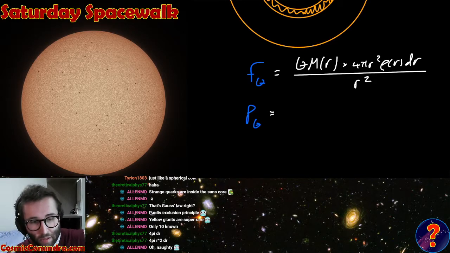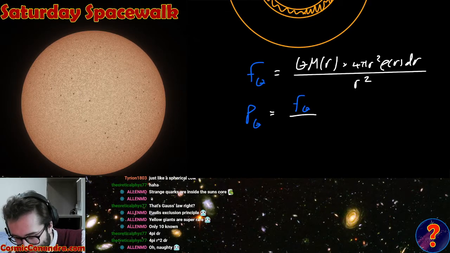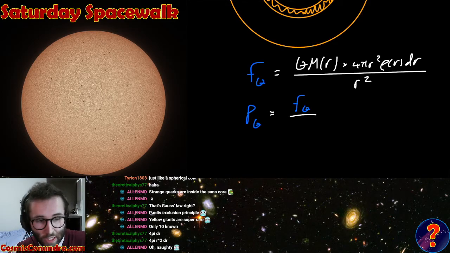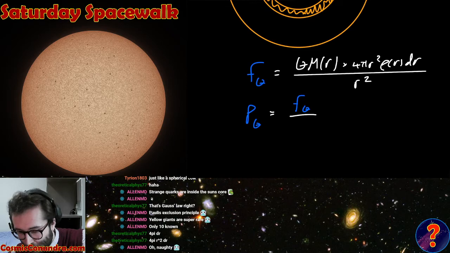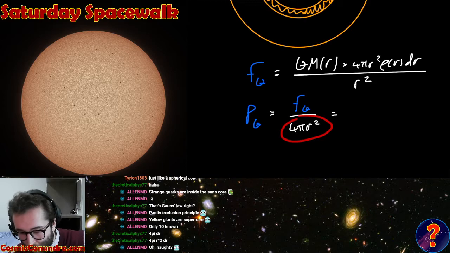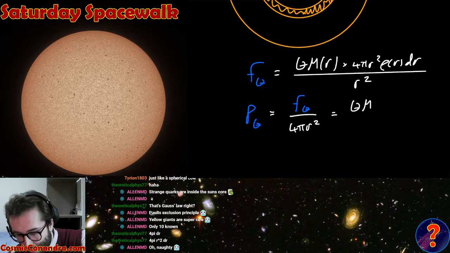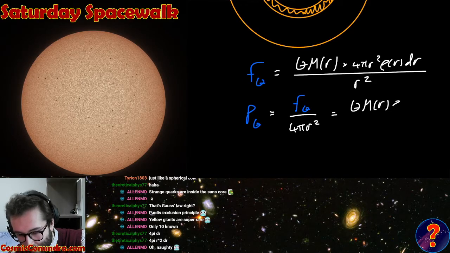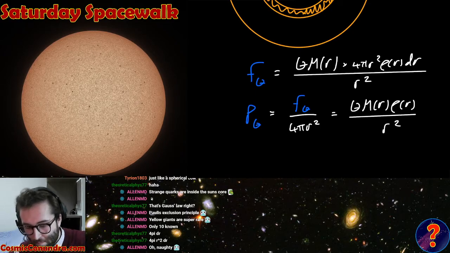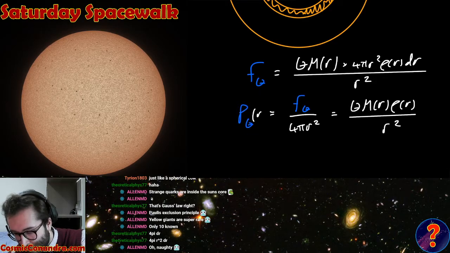is the force divided by the area over which it's exerted. So the force pulling the shell inwards, over the area over which the force is exerted on the shell. And this area is just the area of the shell itself. So this 1 over 4 pi r squared will cancel this 4 pi r squared, and we'll just end up with this equation. Okay, that's our pressure equation. The pressure due to gravity felt at a radius r.